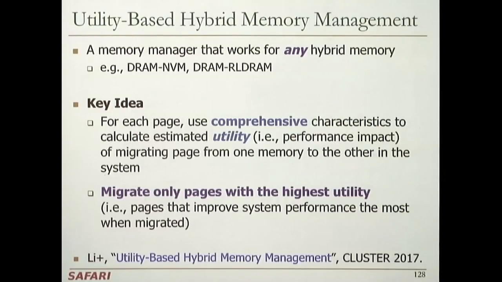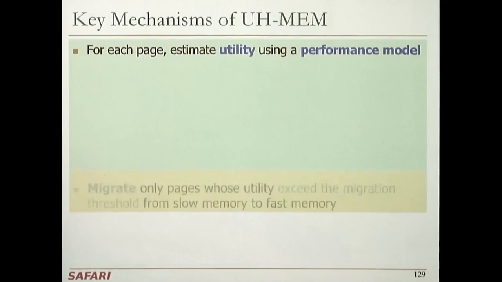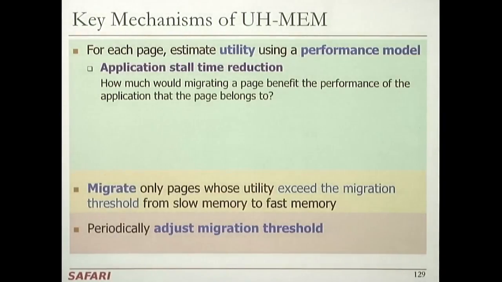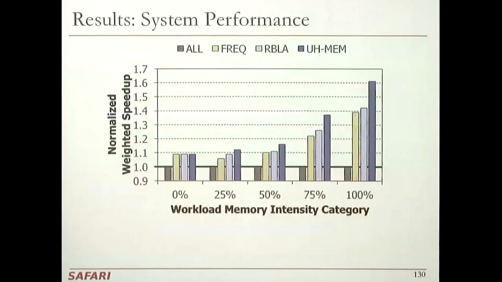You basically need to have a performance model that says, this is the performance benefit that I will get, including MLP, including row buffer locality, including whatever needs to go into that model. Right? And that's not an easy thing. Okay, so you can take a look at that paper.